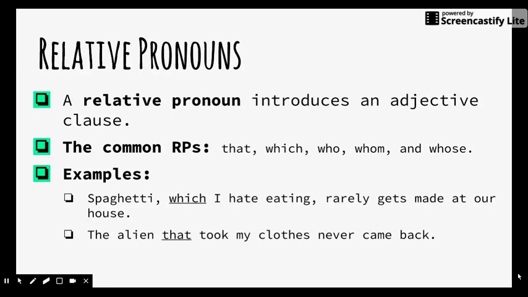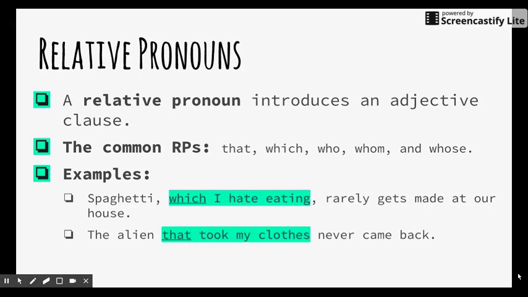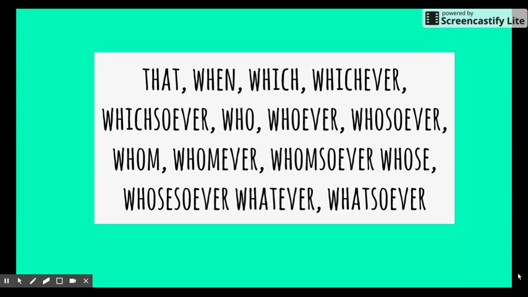And then you've got, the alien that took my clothes never came back. That took my clothes is our adjective clause, that being the relative pronoun, referring back to the antecedent alien. I'm going to go ahead and highlight the adjective clauses for you so you can see those. And you could even pull those out and the sentences would still make sense on their own. Now, for those of you who have the fear of missing out, here is the entire list of relative pronouns, but you really don't need to write all these down, okay?